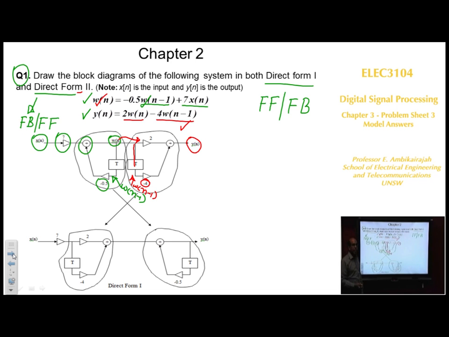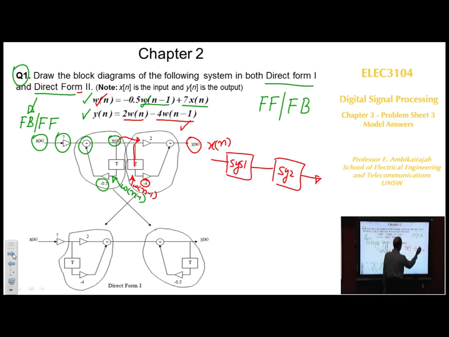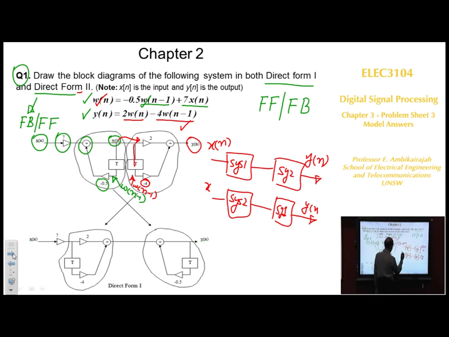If you want to look at direct form 1, we have learned in the class, if you have a system S1 and a system S2, and input is x[n], output is y[n], we can switch the system around, and here system 2, and here system 1. In the class we learned this one. You can switch them around.